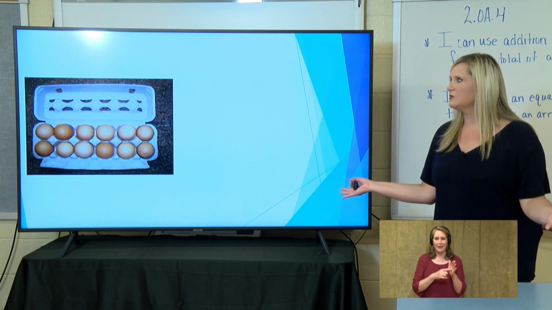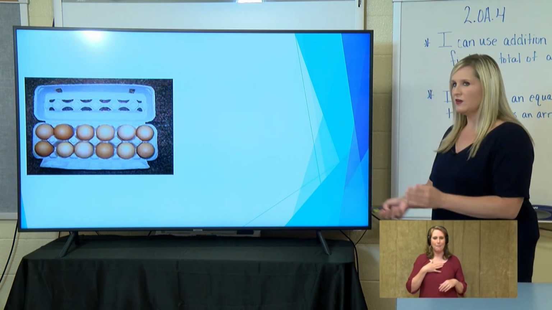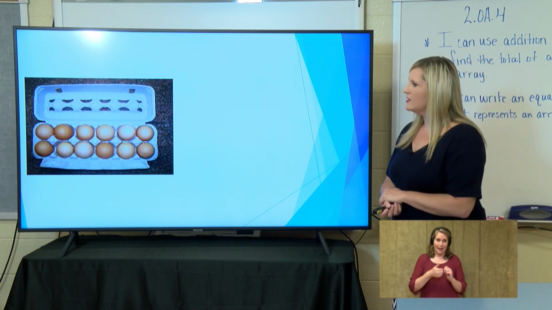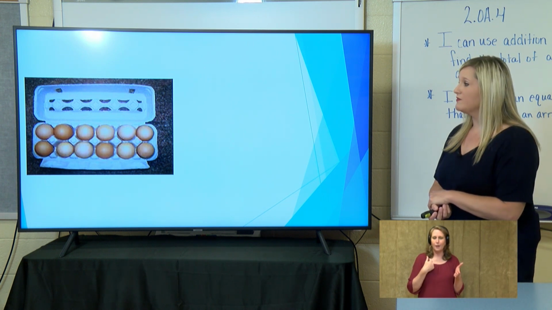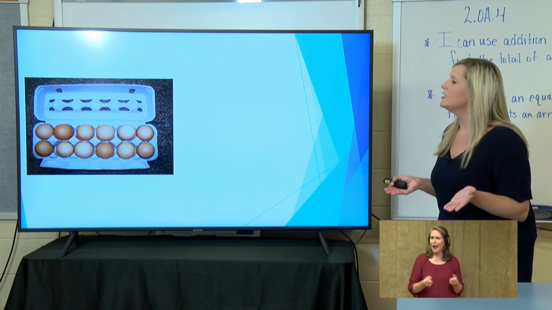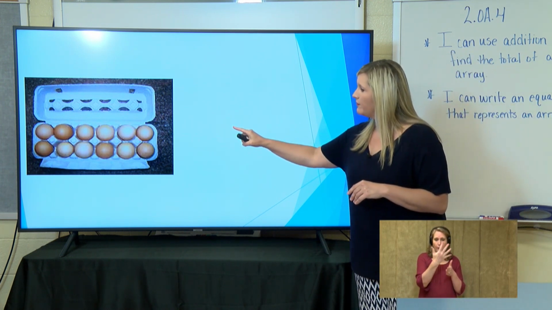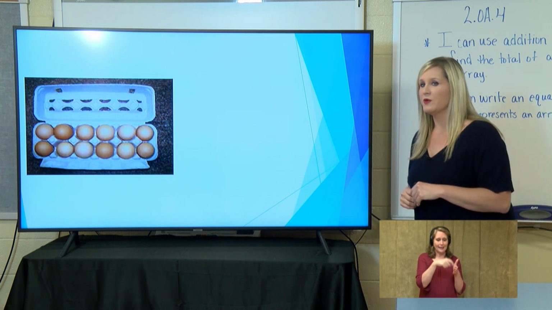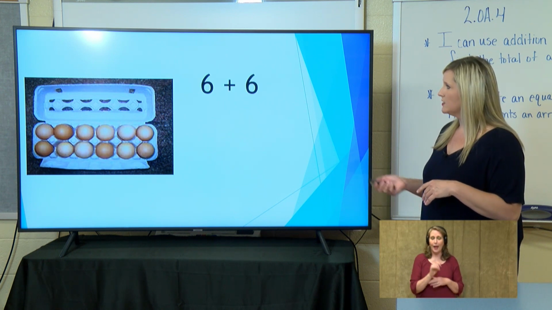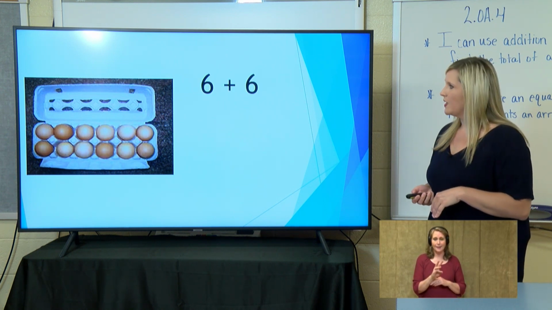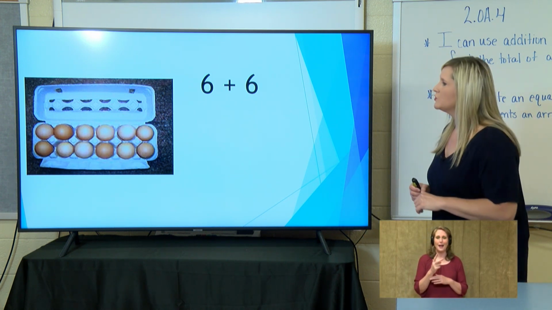So this is what we're used to seeing when we buy eggs most of the time. I see my eggs here in an array. This is how I buy my eggs. How many rows do you have? That's right, you have 2 rows. But how many are in each row? Well, we could count 1, 2, 3, 4, 5, 6. There are 6 in each row. So if I wanted to write a repeated addition sentence for this, I could write 6 plus 6. And that would equal how many? That's right, it equals 12, a dozen eggs, 12 eggs.